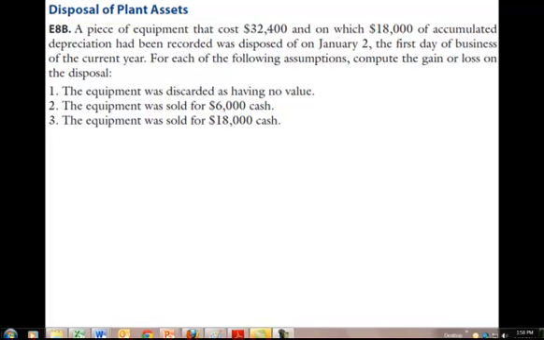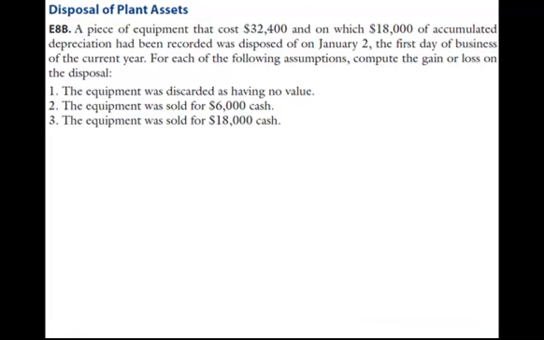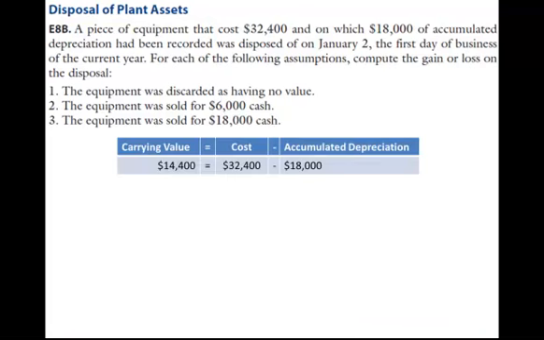So the first thing we want to take a look at is we need to calculate the carrying value. To calculate the carrying value, we take the cost of our asset, which is $32,400, minus the accumulated depreciation of $18,000. So currently the carrying value for this equipment is $14,400. That's the value that we have on the balance sheet. That value is going to help us determine under each of the scenarios whether we have a gain or a loss.